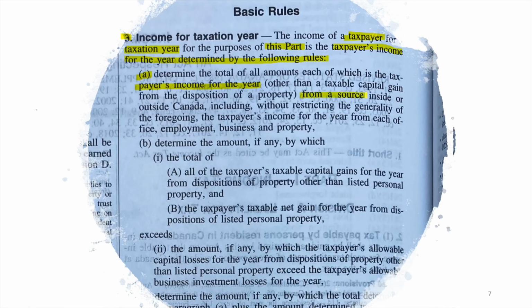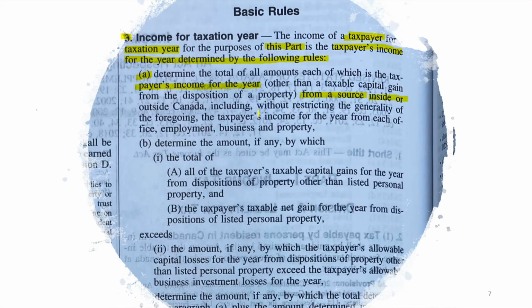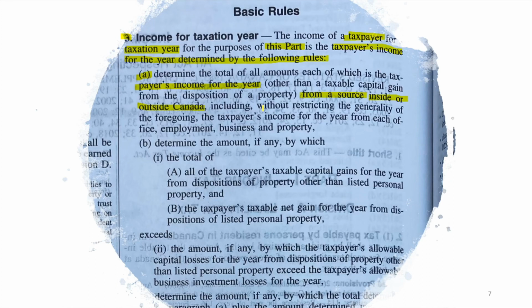From a source. A source is referring to anything that can generate income. So a job, a business, property, things like that. Inside or outside Canada. That's a clever way for them to say worldwide, intergalactic, wherever you are, tax applies, including, without restricting the generality of the foregoing, the taxpayer's income for the year from each office, employment, business, and property.